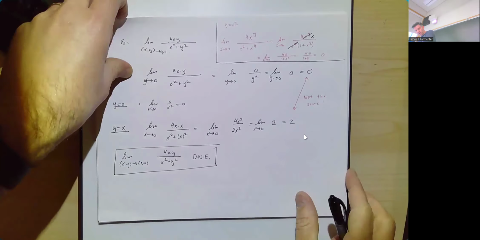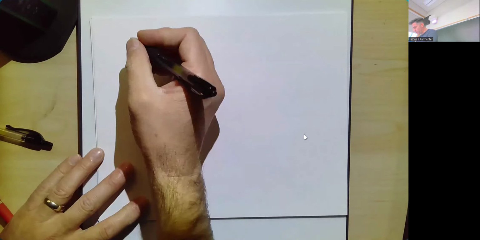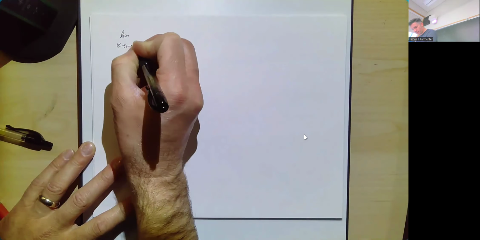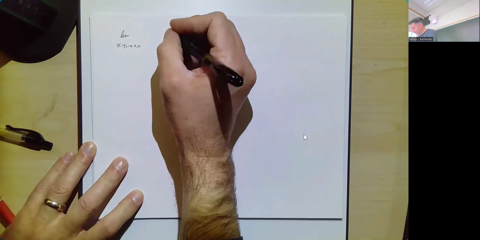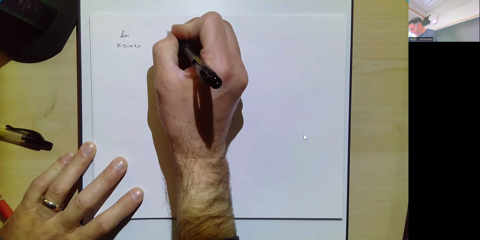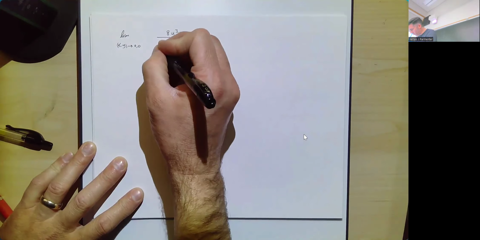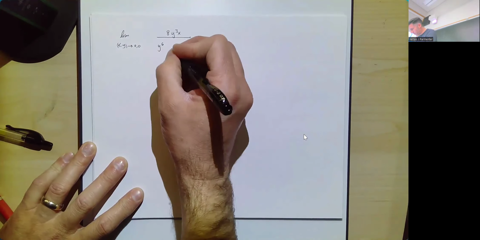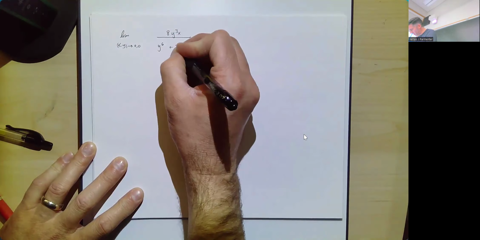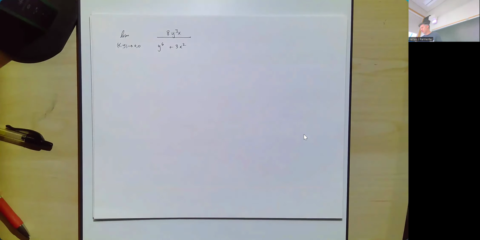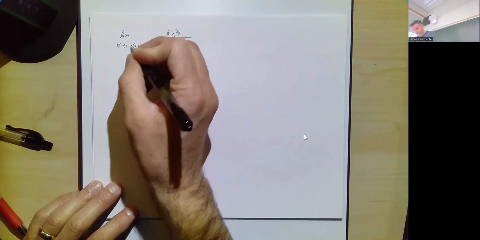Okay, let's look at another. Let's look at one more over here. I'm going to change that up a little bit. Let's say we want to find the limit as (x, y) approaches (0, 0) of 8y cubed times x over y to the 6th plus 3x squared. That's not terrible. I mean, it's kind of terrible.